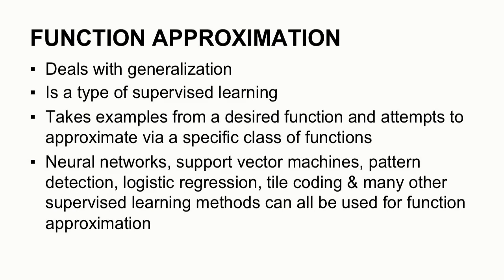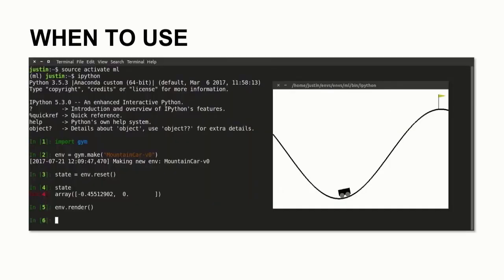Neural networks, support vector machines, pattern detection, logistic regression, tile coding, and many other supervised learning methods can all be used for function approximation. So when do we need a function approximator? Essentially, as soon as your state space involves floats rather than integers and is higher dimensional, you are probably going to need some sort of function approximation.